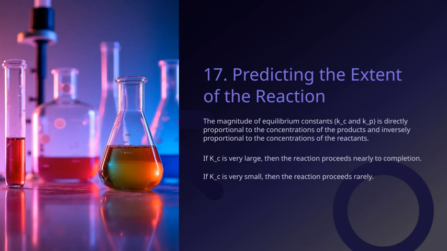The key idea here is that the magnitude of these equilibrium constants, whether it's Kc or Kp, directly relates to the concentrations of the products. As these constants increase, the concentration of products increases as well. Conversely, the constants are inversely proportional to the concentrations of the reactants. So, understanding these relationships helps us predict how far a reaction will go under certain conditions, which is a crucial part of controlling and optimizing chemical processes. This ties back to the overall theme of predicting the extent of reactions and managing equilibrium effectively.